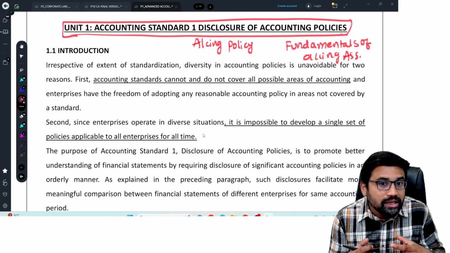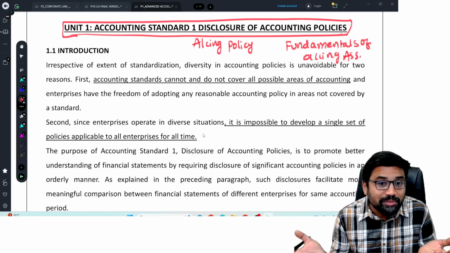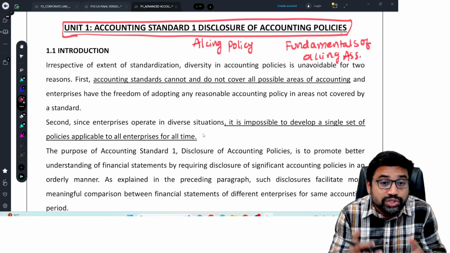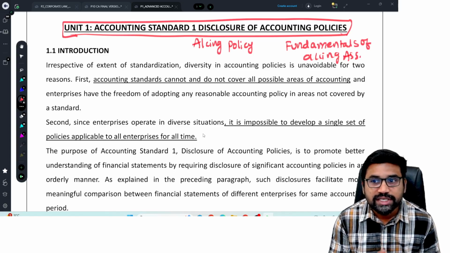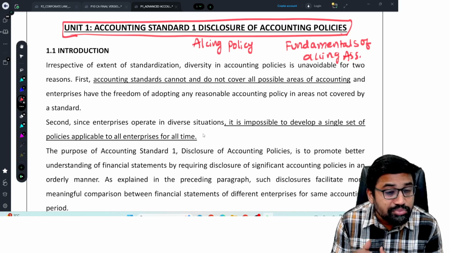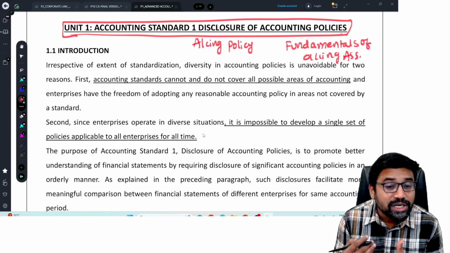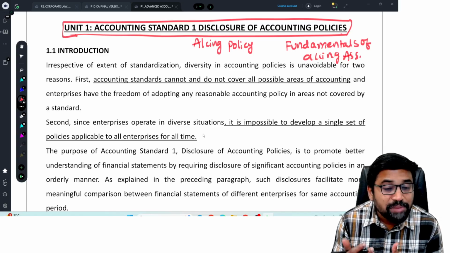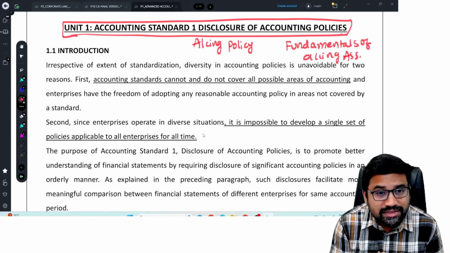Because if there is a uniformity in accounting policies which is followed by companies, then the financial statements are comparable. We can compare financial statements so that we can increase the understandability and the reliability of the financial statements. As the framework which is suggested by ICAI, one of the important qualitative characteristics the financial statement should have is comparability. So how can we bring comparability in the financial statements? By preparing financial statements uniformly by following the same rules and regulations.